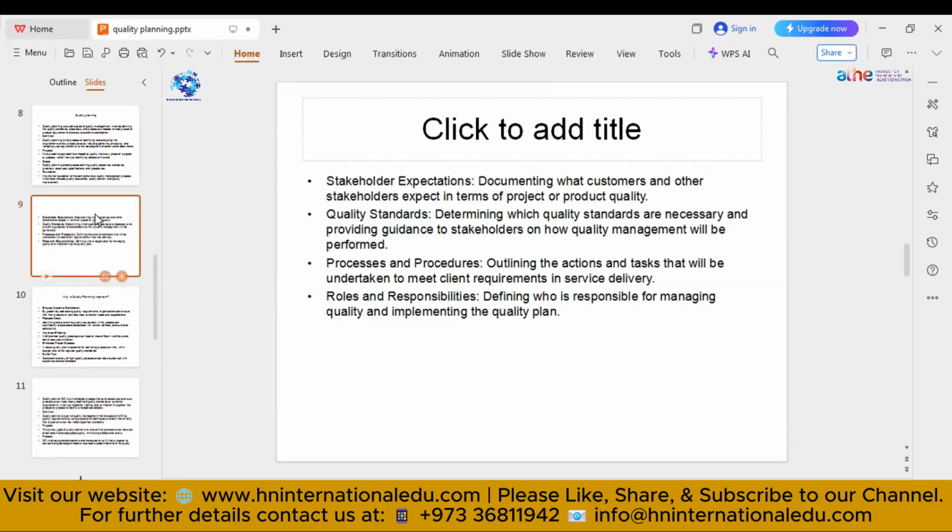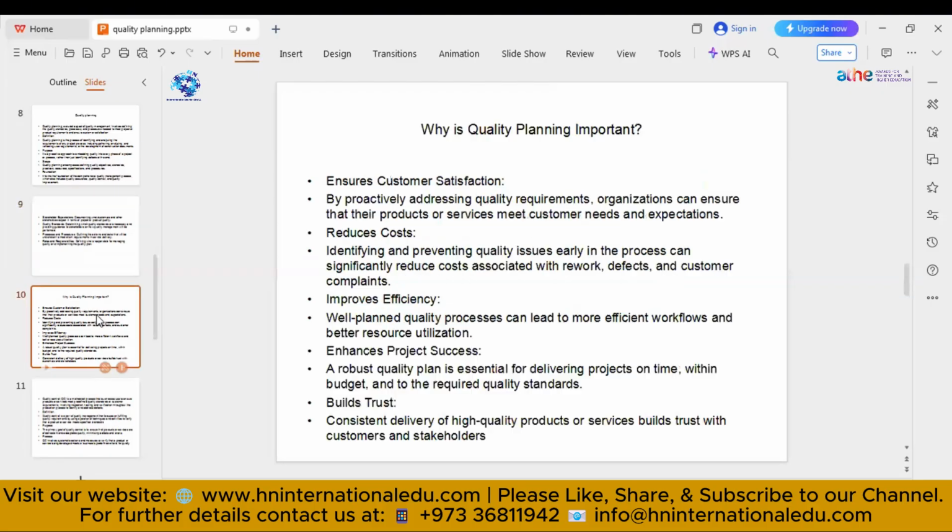Roles and responsibilities: defining who is responsible for managing quality and implementing the quality plan. Definitely, we have trained staff, trained people for this. They should be well trained enough to implement the quality plan. Now, why is quality planning important? Ritaj, can you read it?